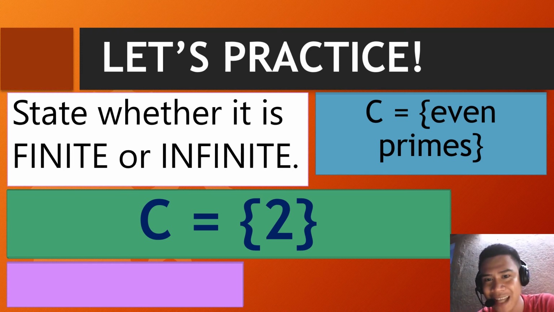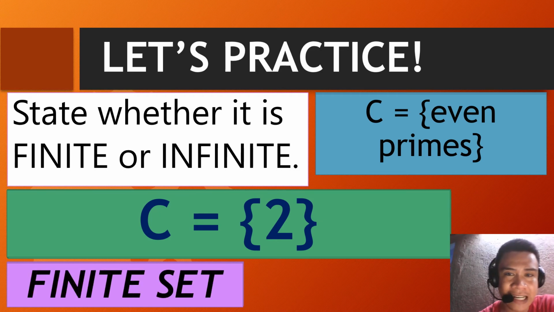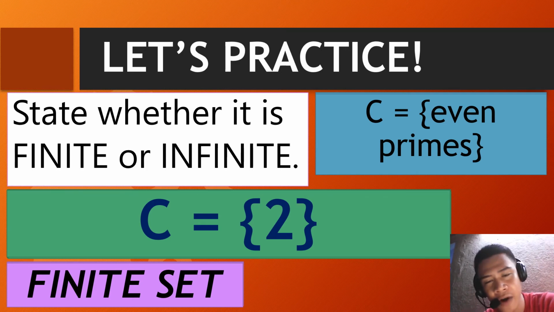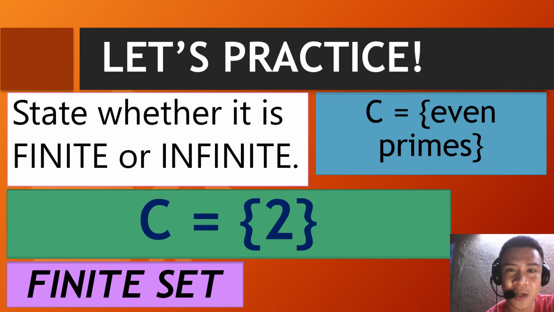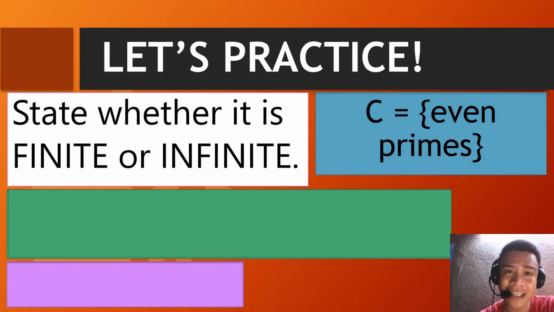But your set C is even primes. We will do the listing method. Set C therefore is equal to 2 only. Kasi the rest, yung mga primes doon are odd numbers. So we have set C is equal to 2. Meron siyang 1 element. Therefore, what is this? Finite or infinite? We have a starting point, which is 2, and the ending point, which is also 2. Thus, set C is a finite set.